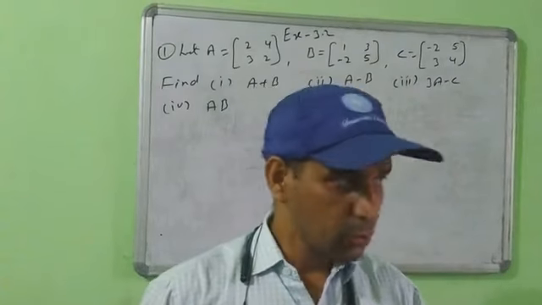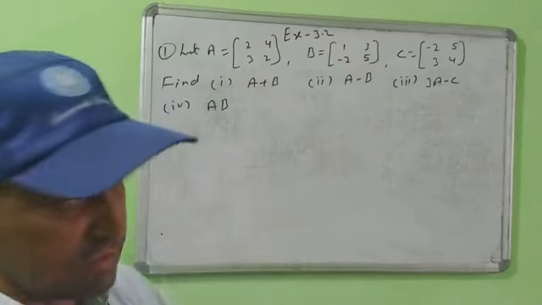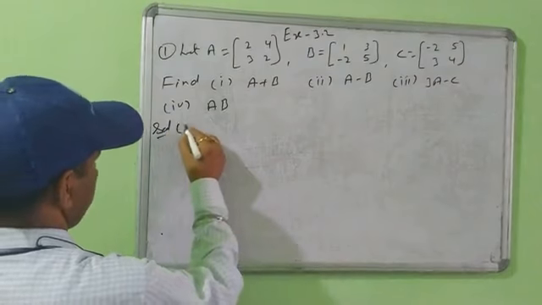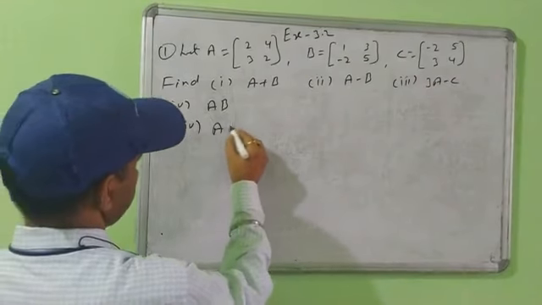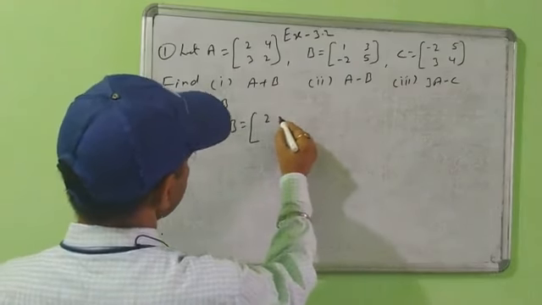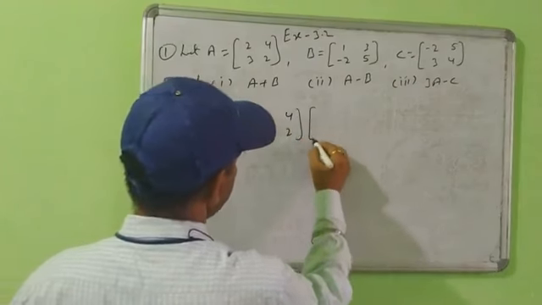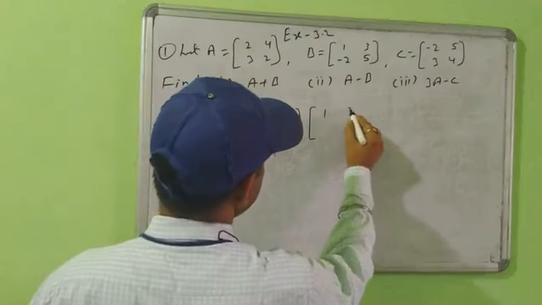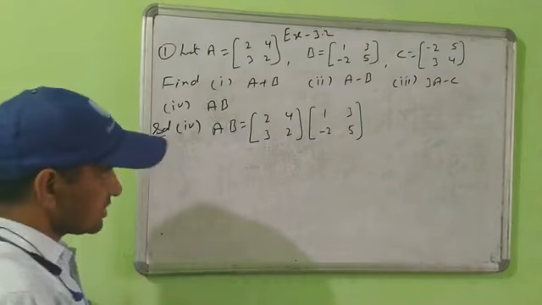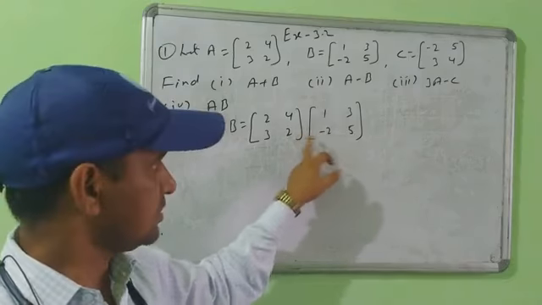Yes, class. This is the fourth part, the important part here. This is how to find the product of the two matrices. Let's start the solution of this fourth matrix AB. First you write the elements of the two matrices: 2 4, 3 2, and the product with 1 3, minus 2 and 5. First of all, let's discuss whether multiplication of these two matrices is possible or not.